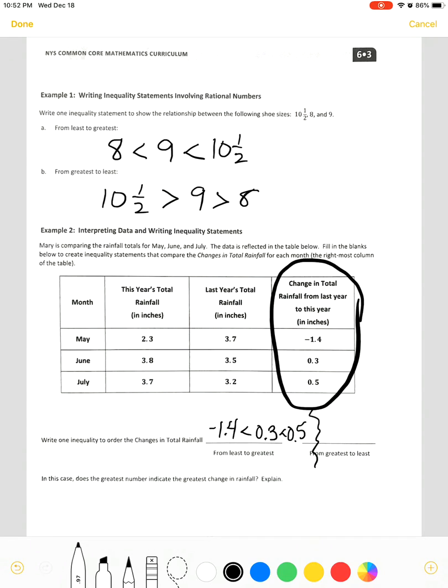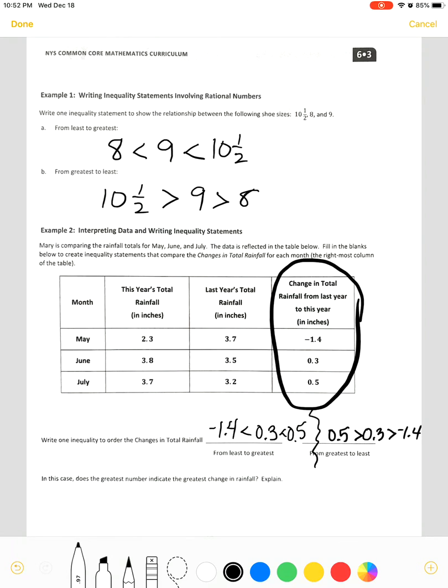So then over here, I'm going to just draw that squiggly to write my next one. From greatest to least, so you're just going to reverse that order. 5/10, 3/10, and negative 1 4/10. All right, so 5/10 is greater than 3/10, which is greater than negative 1 4/10. All right, so notice when we went from least to greatest, we used less than signs. When we went from greatest to least, we used greater than signs.